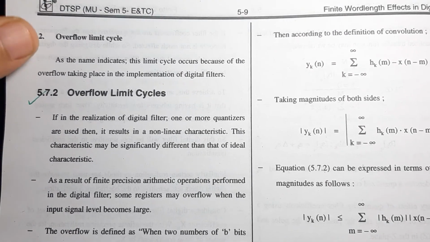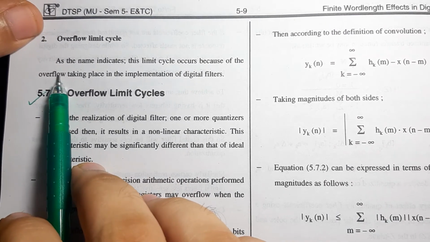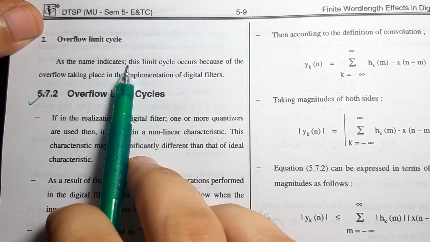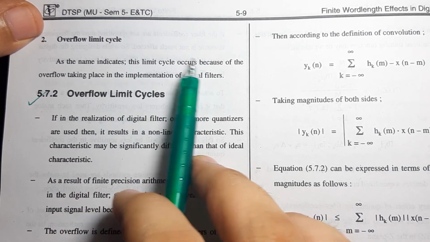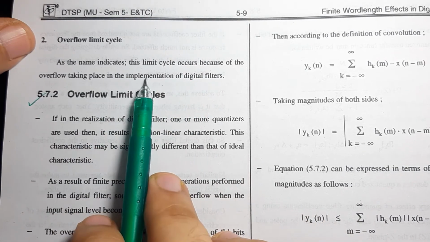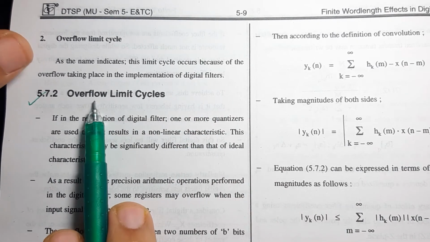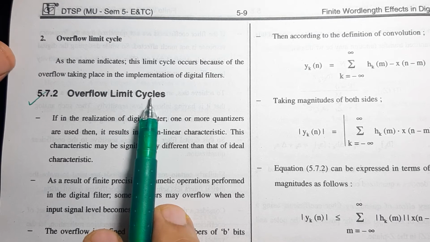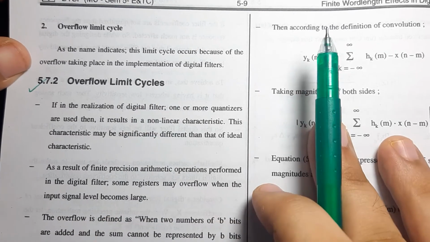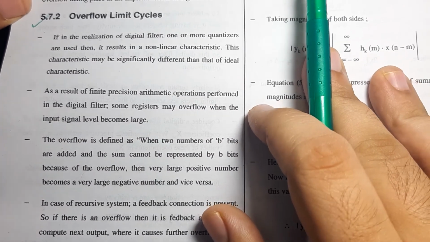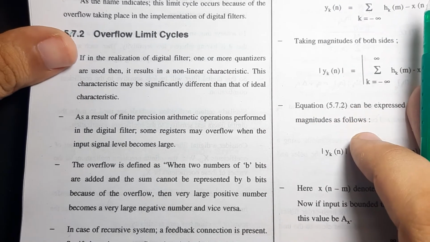Then we have the overflow limit cycle. As the name indicates, this limit cycle occurs because of the overflow taking place in the implementation of the digital filters. Now, the overflow limit cycle, let us discuss that first. It has been asked many times, so please do pay attention over here.